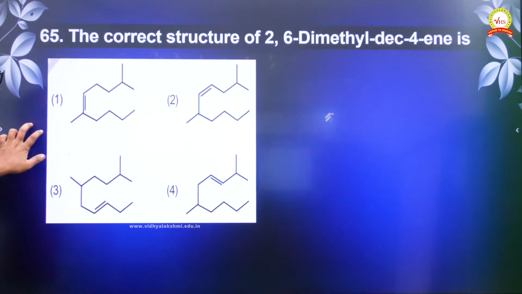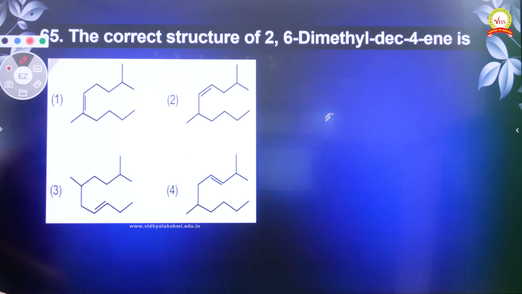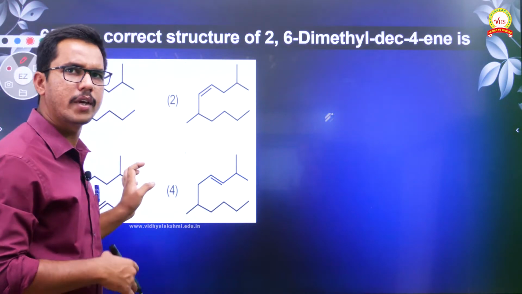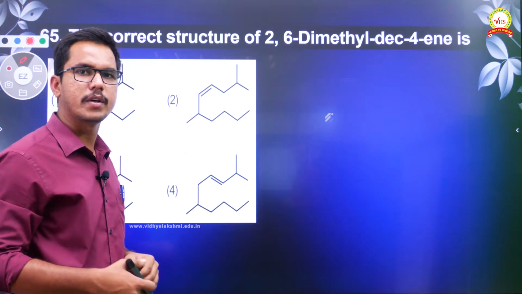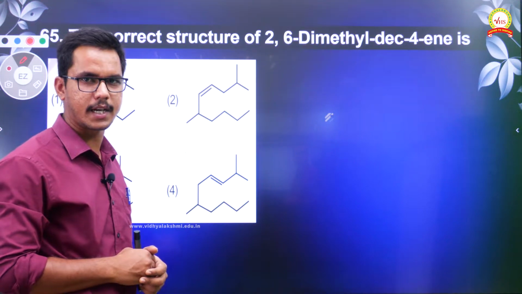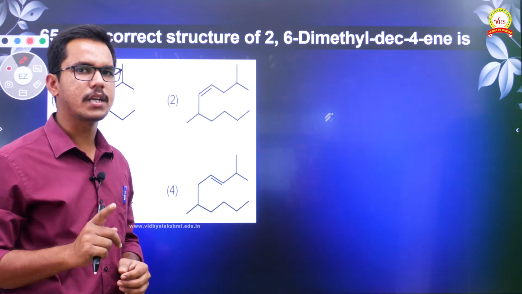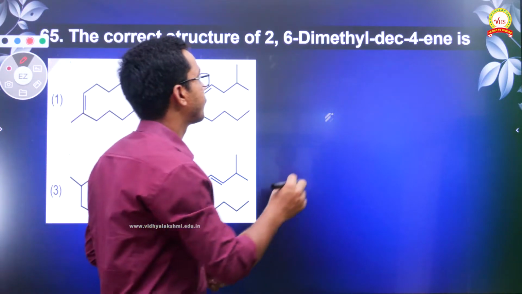Okay, we have to write the IUPAC name of the given compound here, right? The compound has been given. We have to identify the correct structure. Now, before getting into the answers, first let us see what we could do when such kinds of questions are asked. Whenever IUPAC names are given, we have to first stick with the root word, right? What is the root word right here?